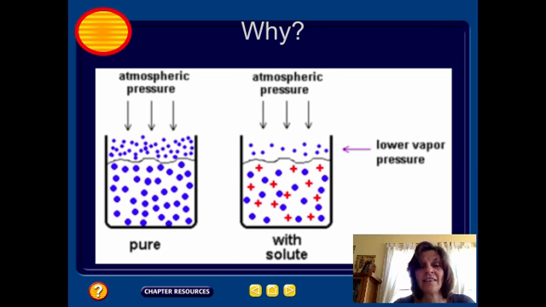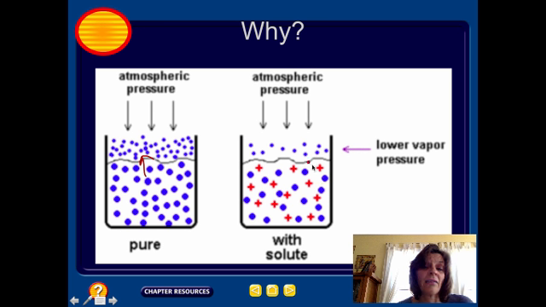All right, now why does this happen? Okay, let's look at some particles. We talked a lot in the last unit about what boiling point was. It's when the vapor pressure from a solution equals the atmospheric pressure above that substance. Sorry, not solution yet.